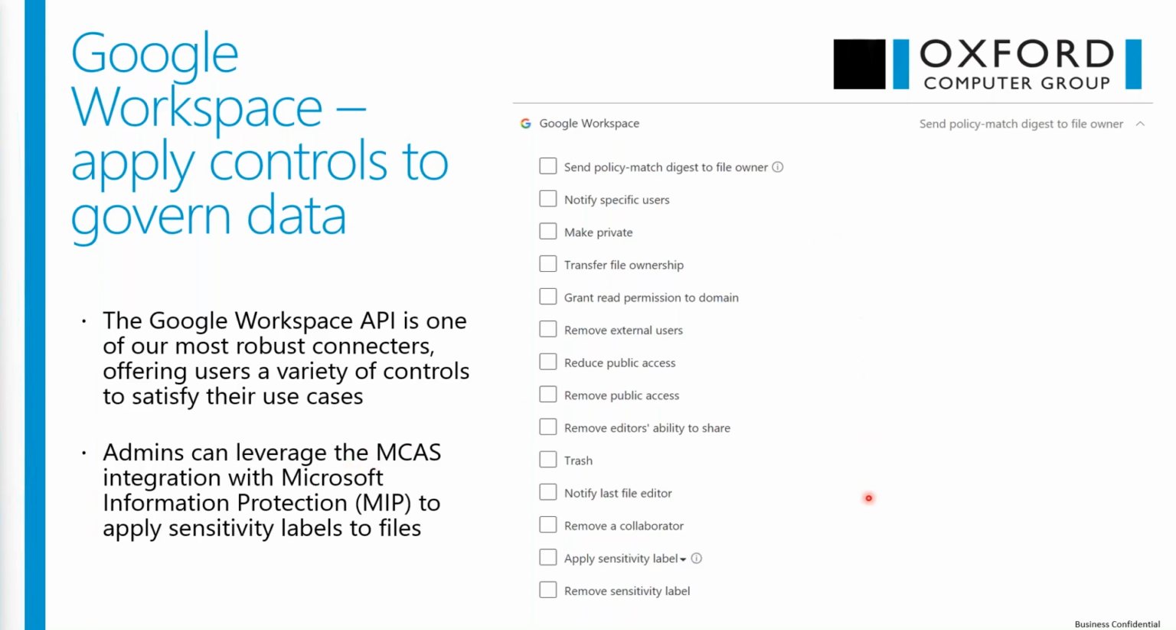So this is just a sample of a policy that can be created. You notice all the different options you have here. If files are being uploaded, make sure that they're marked private, being able to apply labels to them. Removing public access, reducing that public access, a lot of different options you have here, and all because that app has been connected to Cloud App Security.